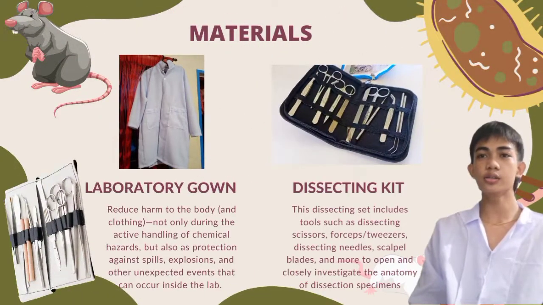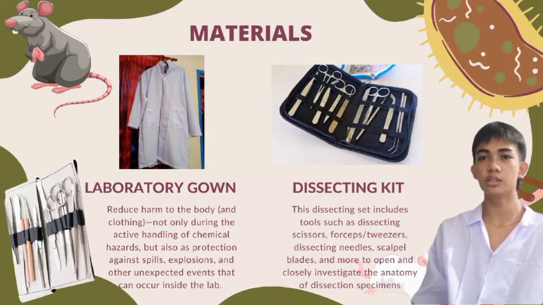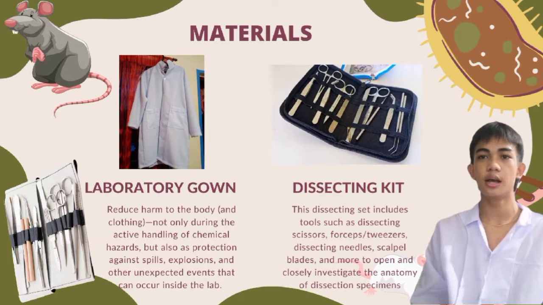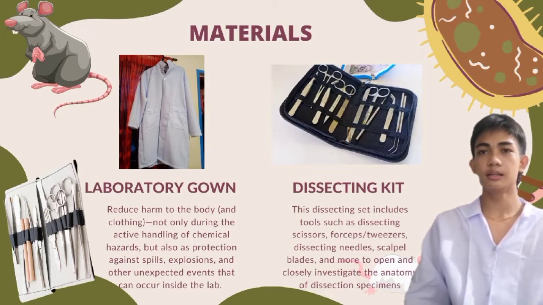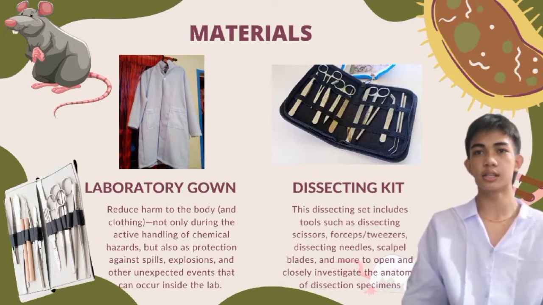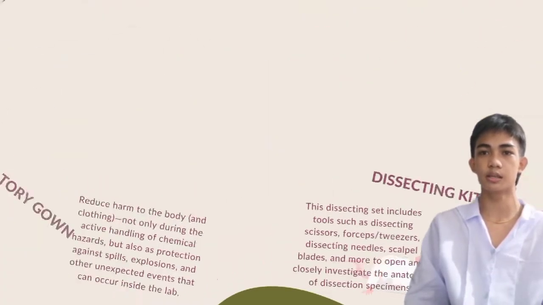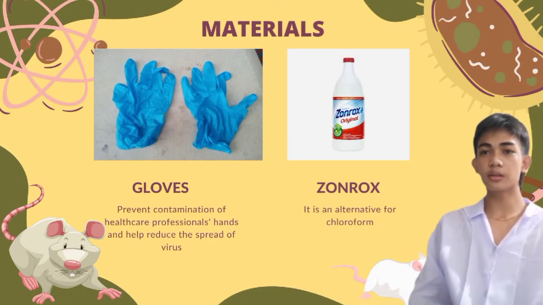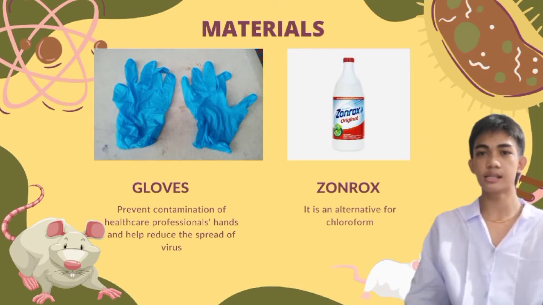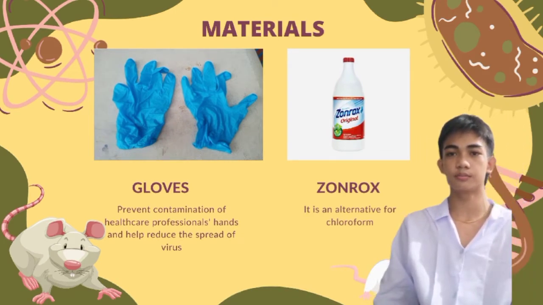Laboratory gown reduces harm to the body and clothing not only during the active handling of chemical hazards but also as a protection against spills, explosions, and other unexpected events that can occur inside the lab. Dissecting kit. This dissecting set includes tools such as dissecting scissors, forceps, tweezers, dissecting needles, scalpel blades, and more to open and closely investigate the anatomy of dissection specimens. Gloves prevent contamination of healthcare professionals' hands and help reduce the spread of virus.